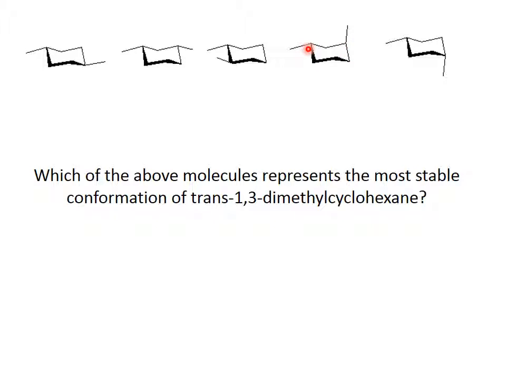If I look at this, this is a 1, 3, and I have one axial and one equatorial. Hydrogen up here, so that's down, hydrogen down here, so that's up, and so it's trans. So it's trans 1, 3, and this is doing what? One group axial, one group equatorial. There's no other 1, 3 there, so it has to be the most stable. But even if you were to flip the ring, you would not change the number of axial positions. You'd still have one axial and one equatorial.